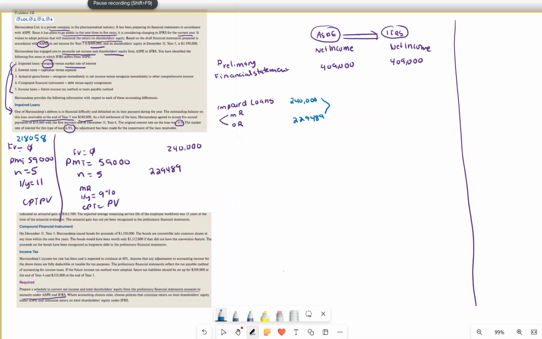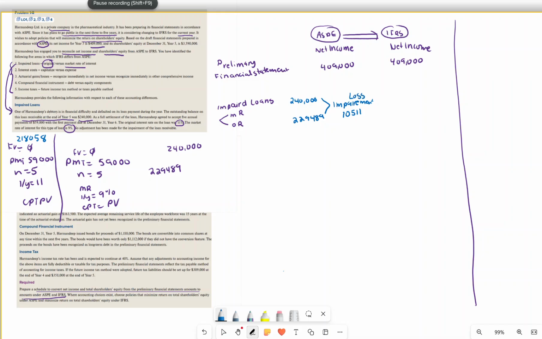And what is the difference? This is what we call the impairment loss. If it's an impairment loss, it goes onto your income statement. Your impairment loss under ASPE is 1051. The impairment loss sits on your income statement.